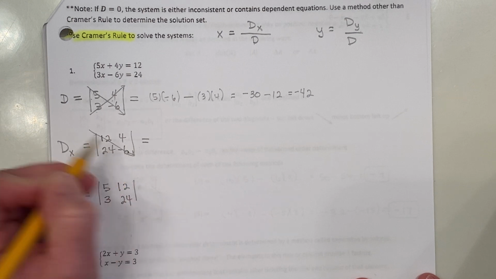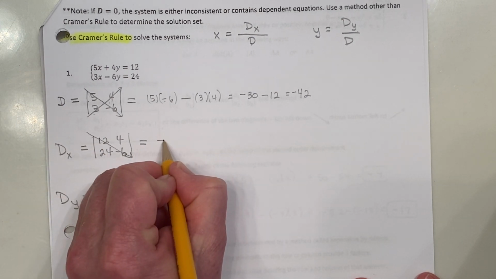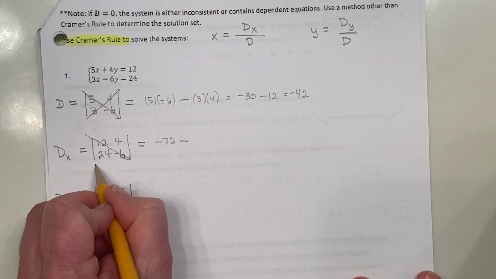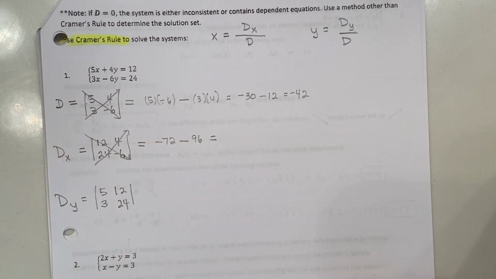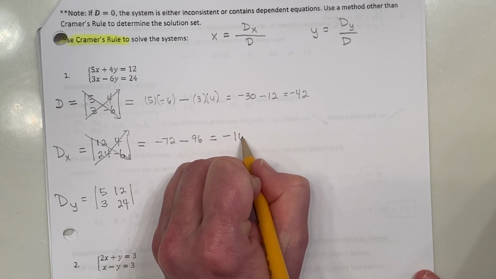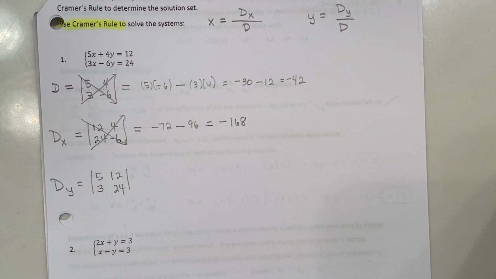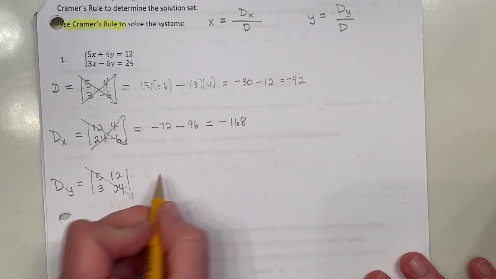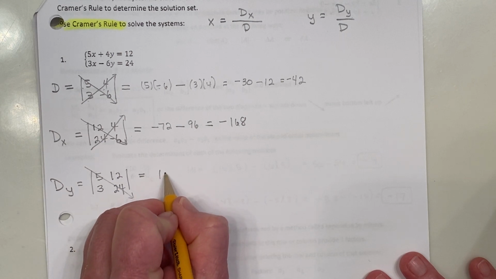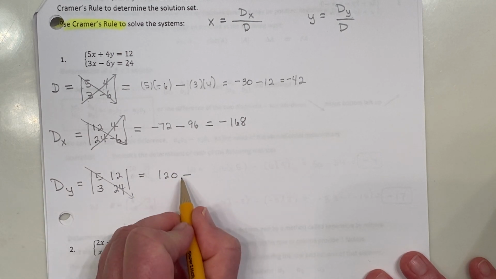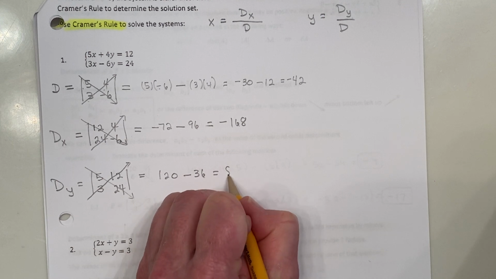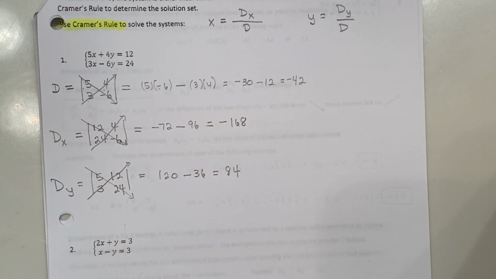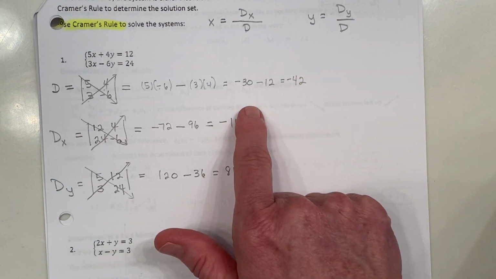thank God. Okay, you can multiply and get negative 72 and put minus and then do this product and you'll get 96. That's going to be a negative 168. Down product, I think that's 120, it is, minus, always put minus, and then come over here and find this product, 36. Doing that on the calculator gives 84. All right, so we have all the values of the determinants.